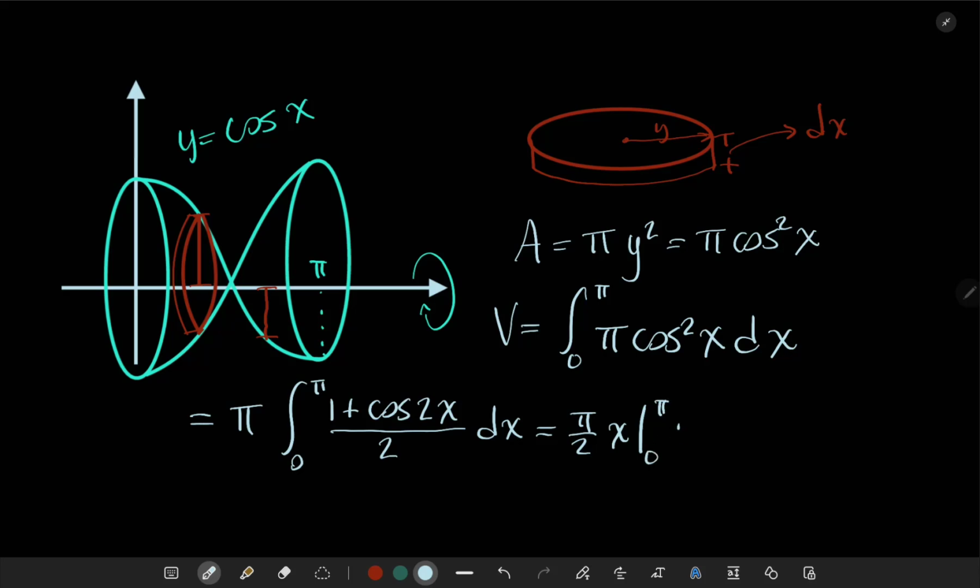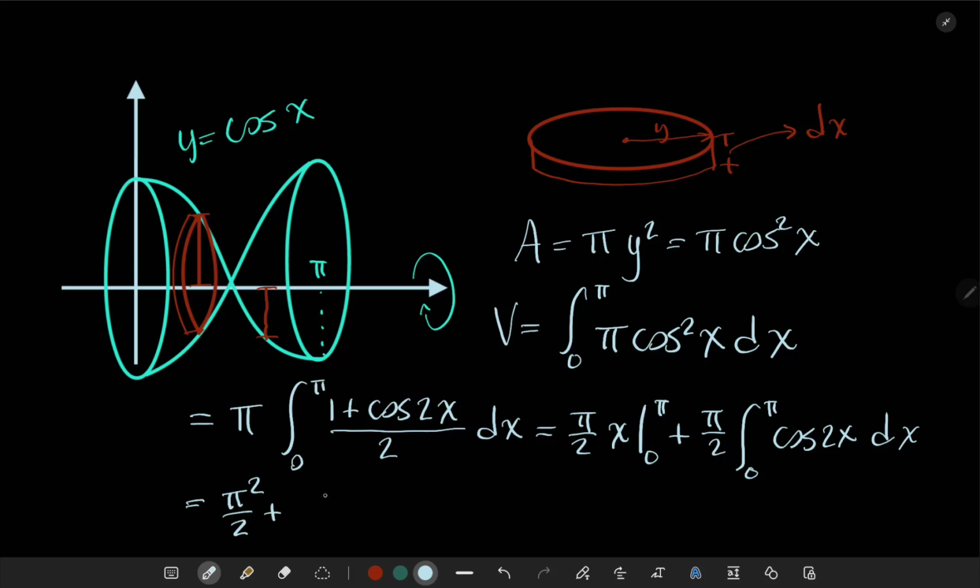Then plus, I still have that pi over 2, and I have the integral of this from 0 to pi, cosine of 2x. And here you need to do a u substitution, u equals 2x. What that's going to do is give you another 1/2 coming out. Let me evaluate this one though. When x is pi, you get pi squared over 2. And when x is 0, you get 0. So that's just going to be pi squared over 2.